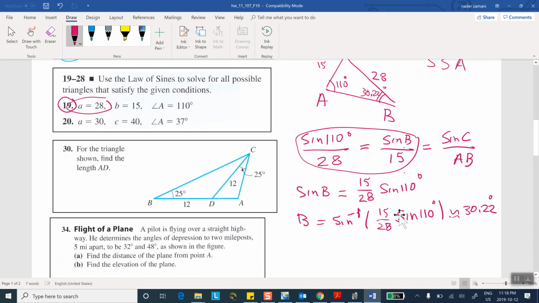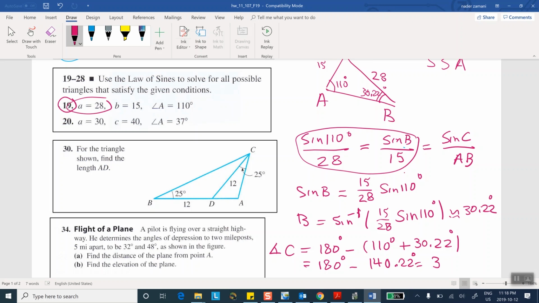We can find the angle C being 180 minus A, which is 110, plus B that we just got, 30.22. Of course, this is approximate, and this is 180 minus 140.22, and this is 39.78. Is that correct? Yeah, I think that's correct, degrees.